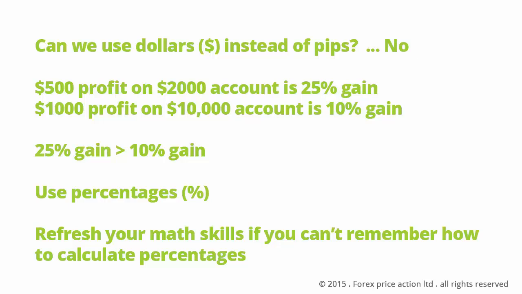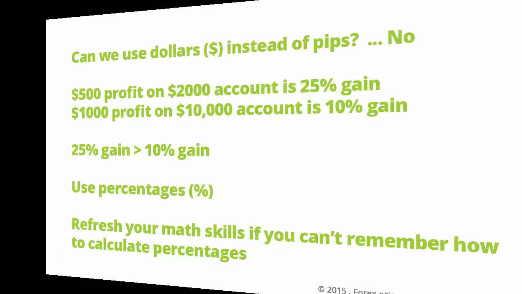A $500 profit on a $2,000 account is a 25% gain, whereas a $1,000 profit on a $10,000 account is a 10% gain. So again, dollars don't make sense because bigger dollars do not always mean better performance. Instead, you need to be looking at percentages because only percentages will give a true indication of performance. Next time you want to review your performance, let go of the pips and use percentages. It is the only way to track your own performance and progress.